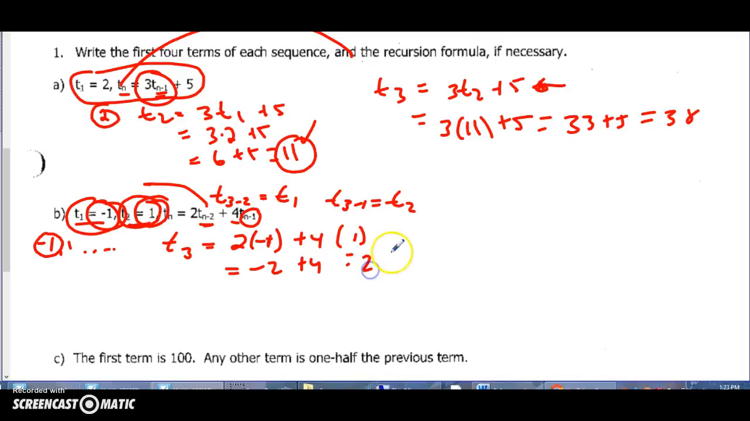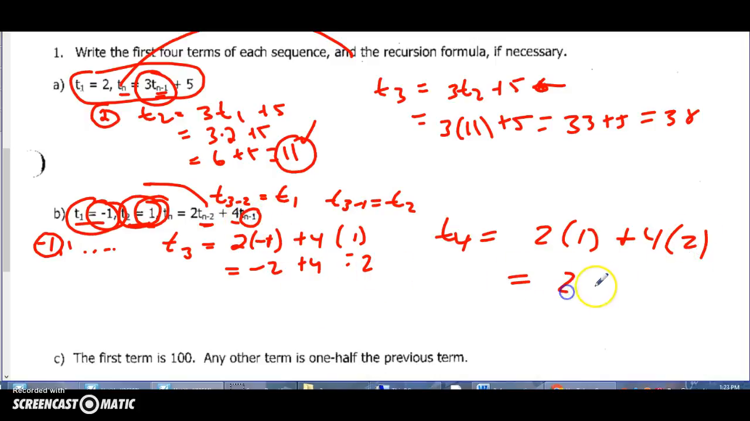And then you work that out to be 2, and that's T2. T4 is 2 times T2, so T4 minus 2 is T2. The value of T2 is 1, so that goes there, plus 4 times T3. So here I have 4 minus 1 is T3. We said the value of that is that, and that's that plus that, which is 6.